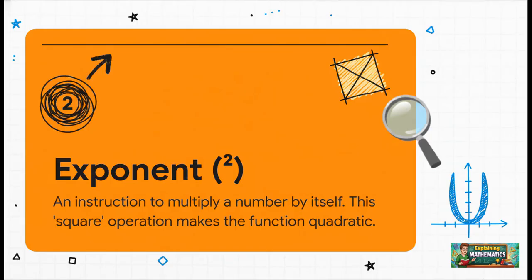And then there's this tiny 2. Honestly, this is the heart of the whole thing. This little exponent has one simple instruction: multiply x by itself. And that one simple move is what gives the function all of its unique properties and its famous curved shape. It's the whole reason we call it quadratic. It comes from the Latin word for square.